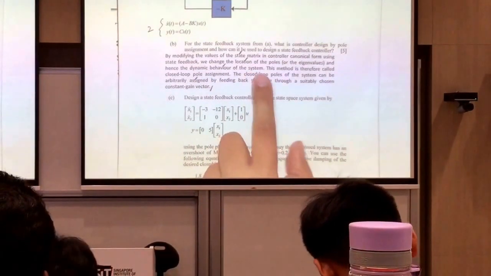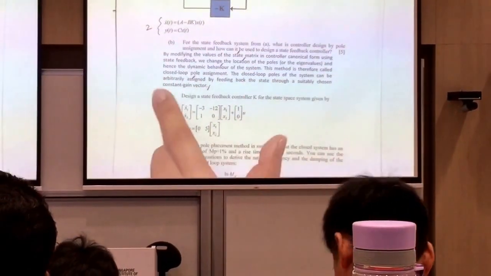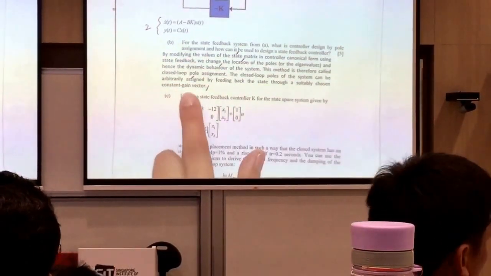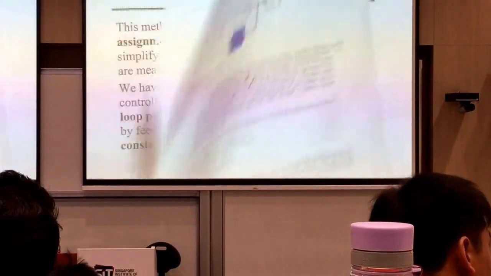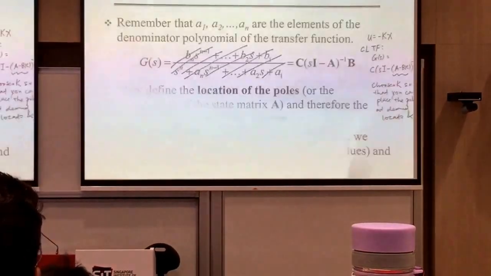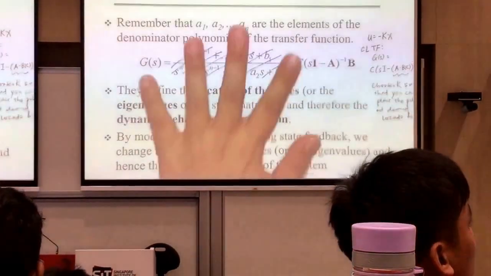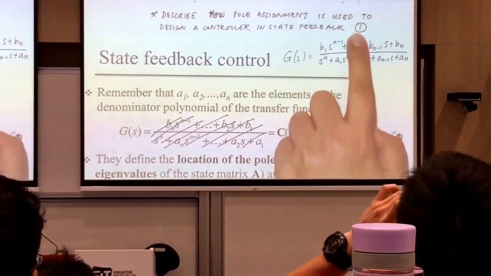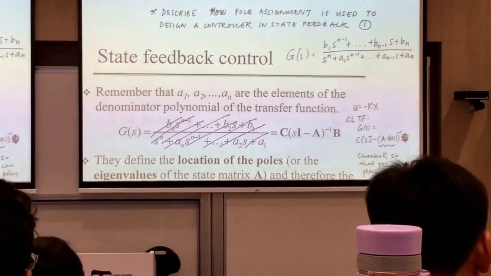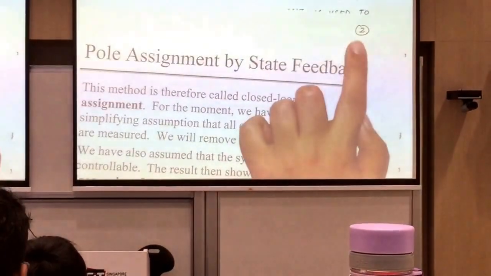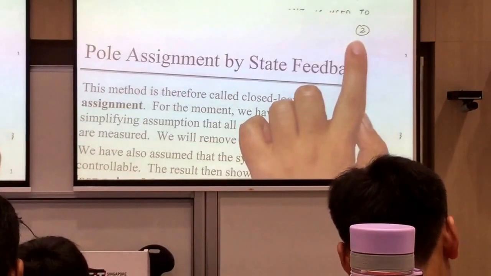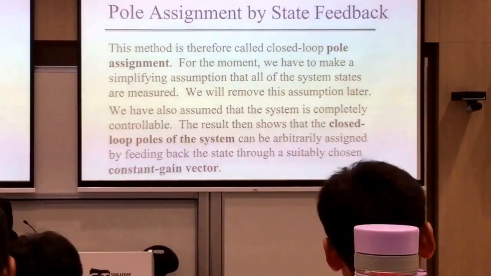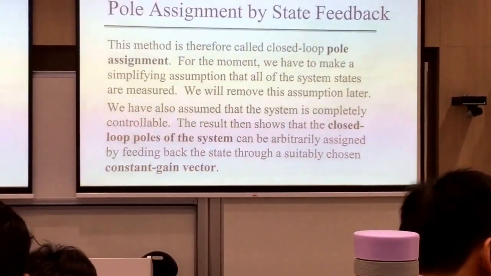Okay, A minus BK, we call this closed loop assignment, and closed loop poles can be arbitrarily assigned through state feedback with a suitably chosen gain vector. Okay, exactly what is in these two slides. That's why I labelled them. If you have been attentive, I labelled this slide 1, circle, half of the answer, and 2, circle, the other half of the answer. Alright, so that's the theory.